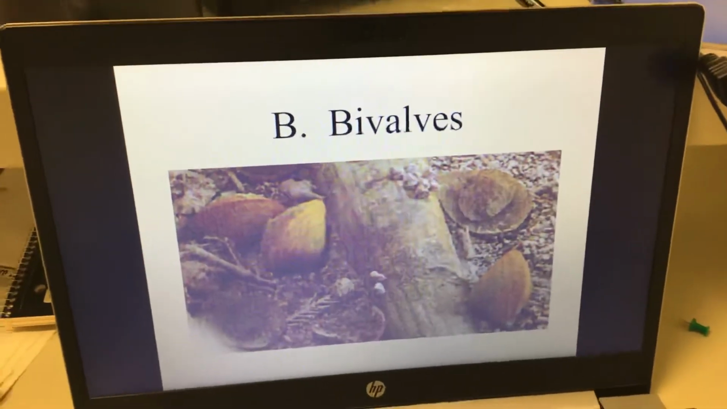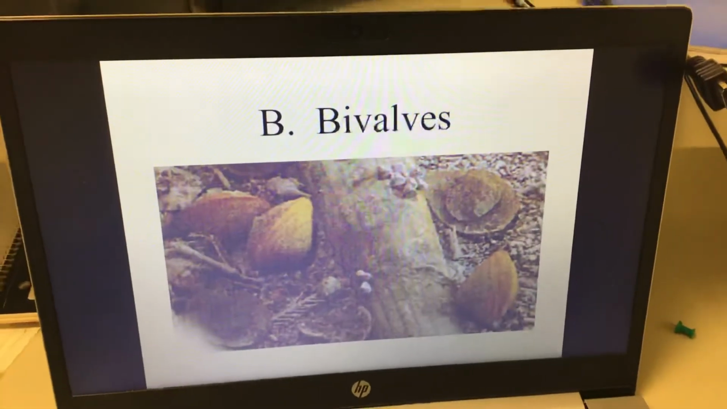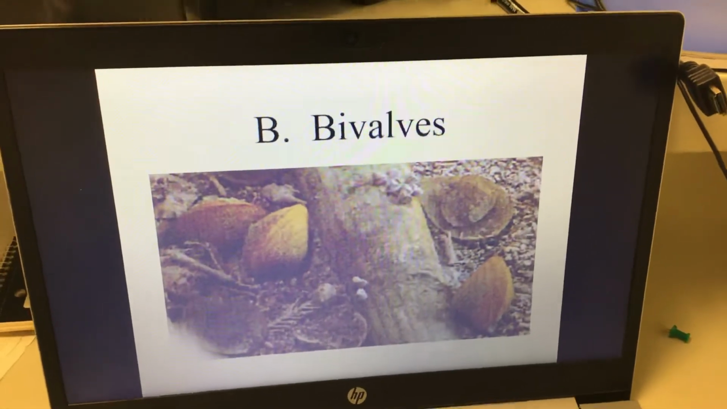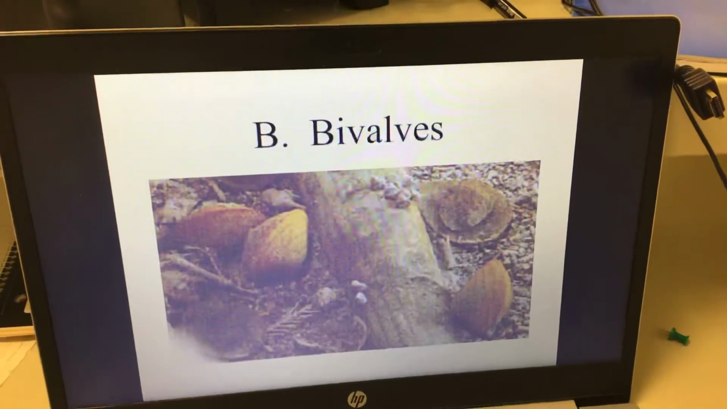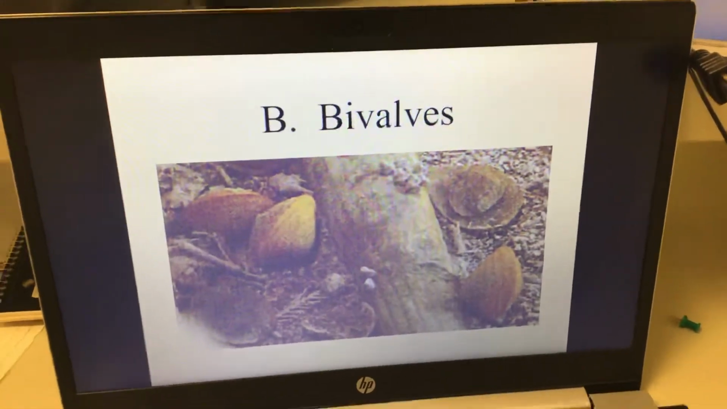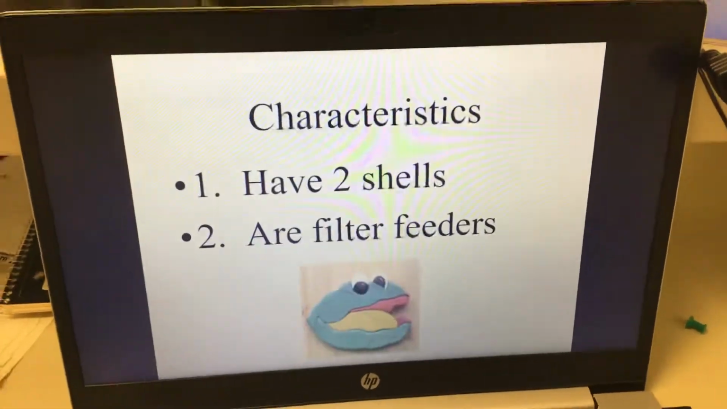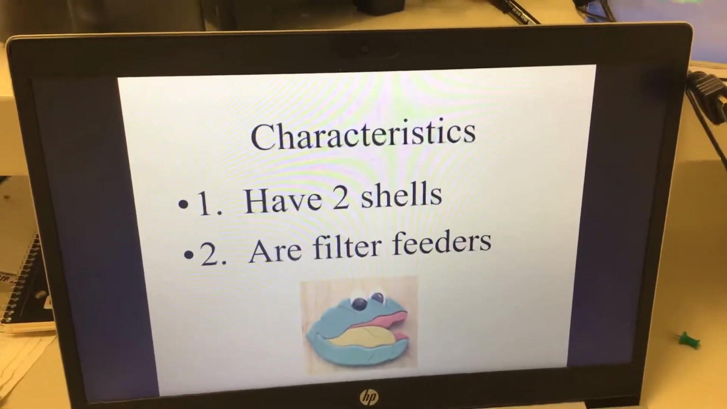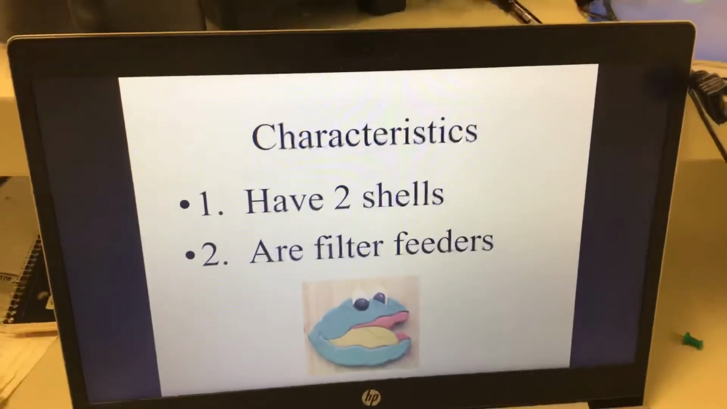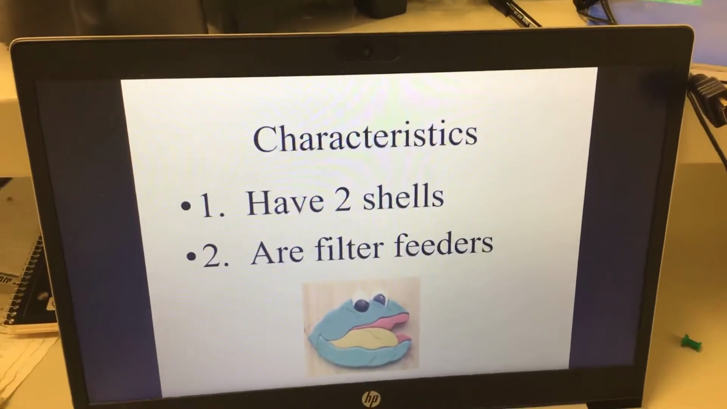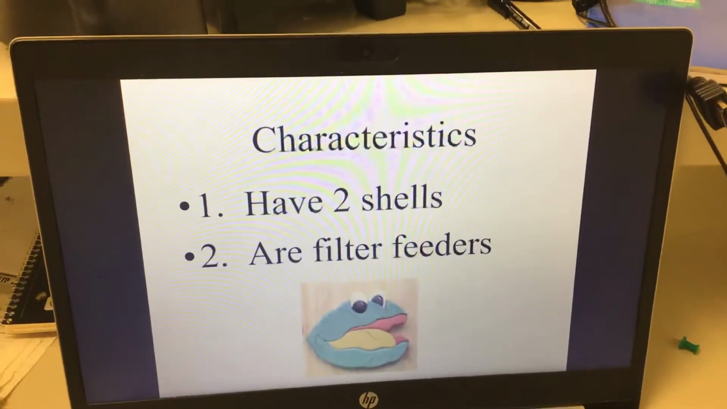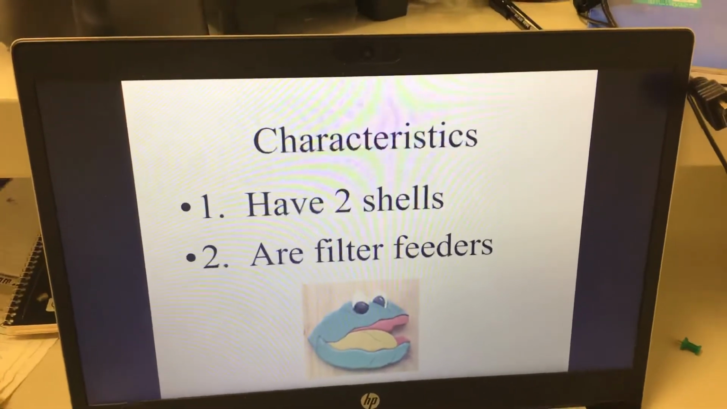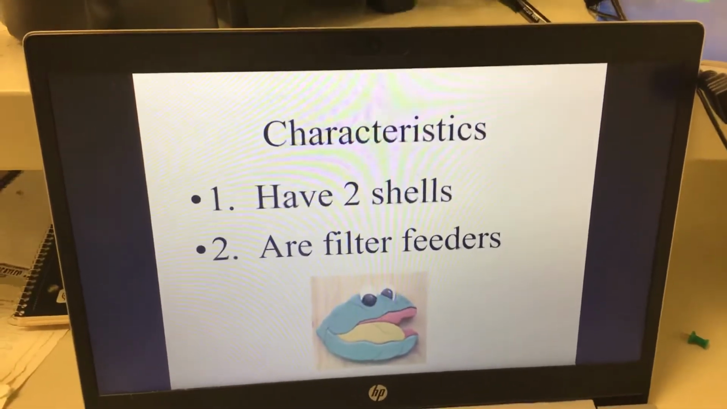Then the second group, bivalves. Bi, if you have a bicycle, that means you have two wheels. So we have two shells. Valves is shells. So two-shelled mollusks. Two shells, filter feeders, things like clams, oysters. They have a soft body covered by a shell, protected by a shell.